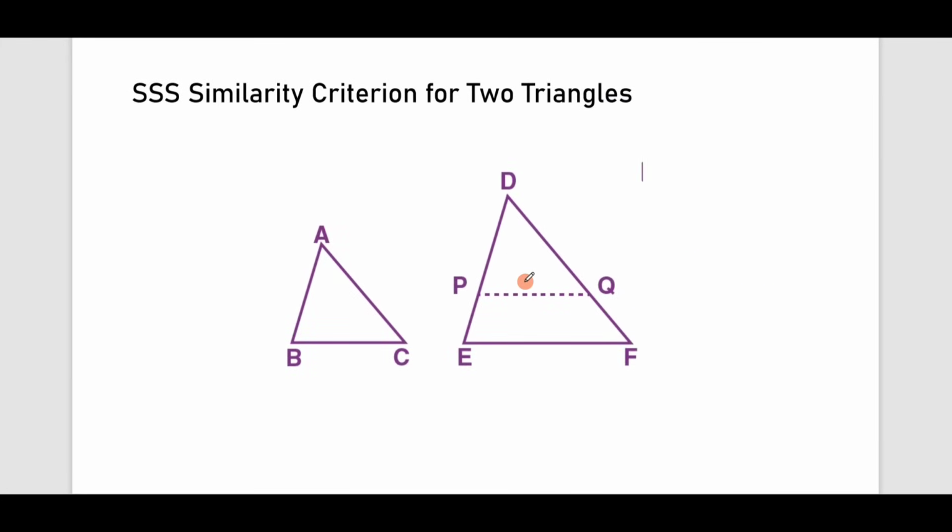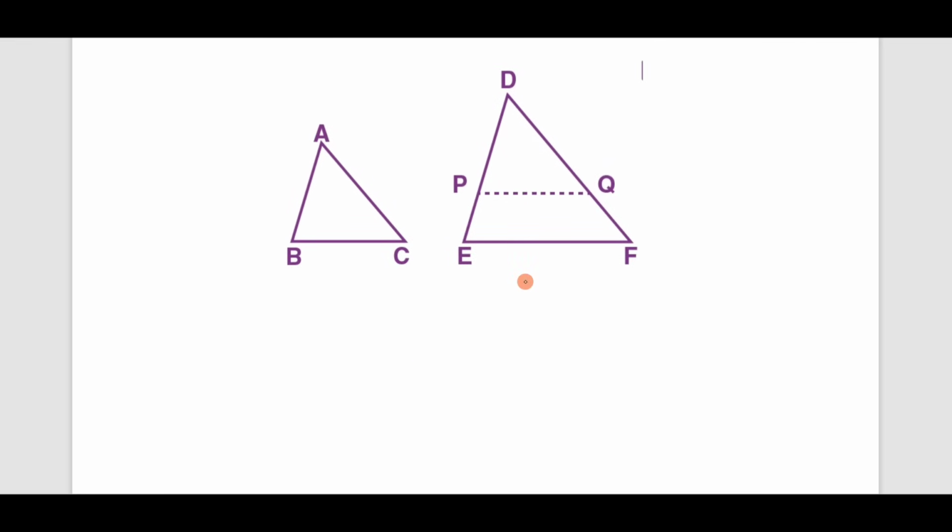Next, SSS, that is the side similarity criteria for two triangles. It says that if the sides of one triangle are proportional to the sides of the other triangle, that means, for example, AB by DE is equal to AC by DF, which is equal to BC by EF. If the corresponding sides are in proportion, then the corresponding angles will be equal.